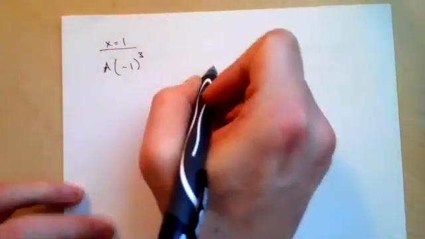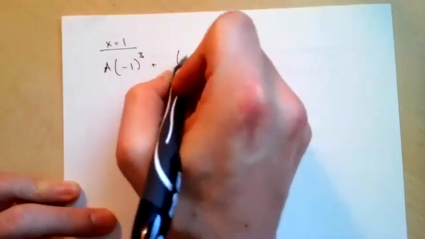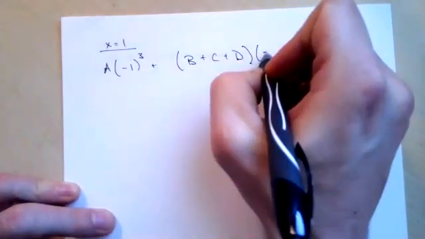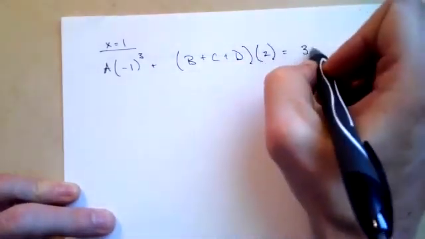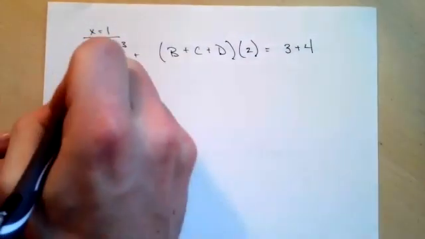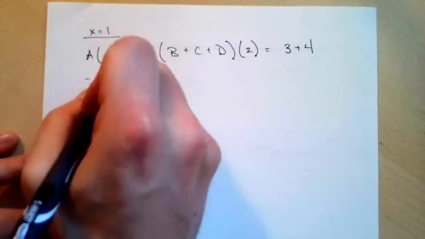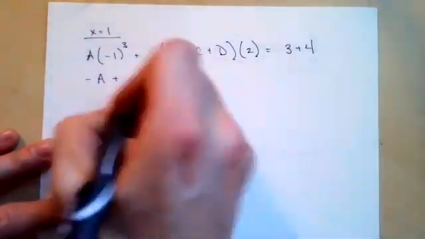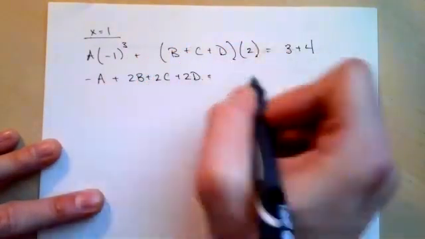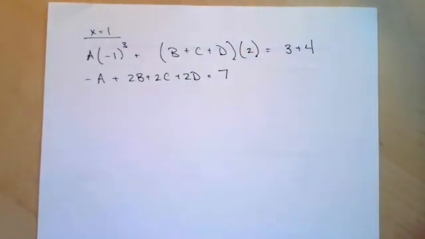So there we will have A times negative 1 cubed plus B plus C plus D times 2 equals 3 plus 4. So a negative A plus 2B plus 2C plus 2D equals 7. And now we get the joy of computing all that.